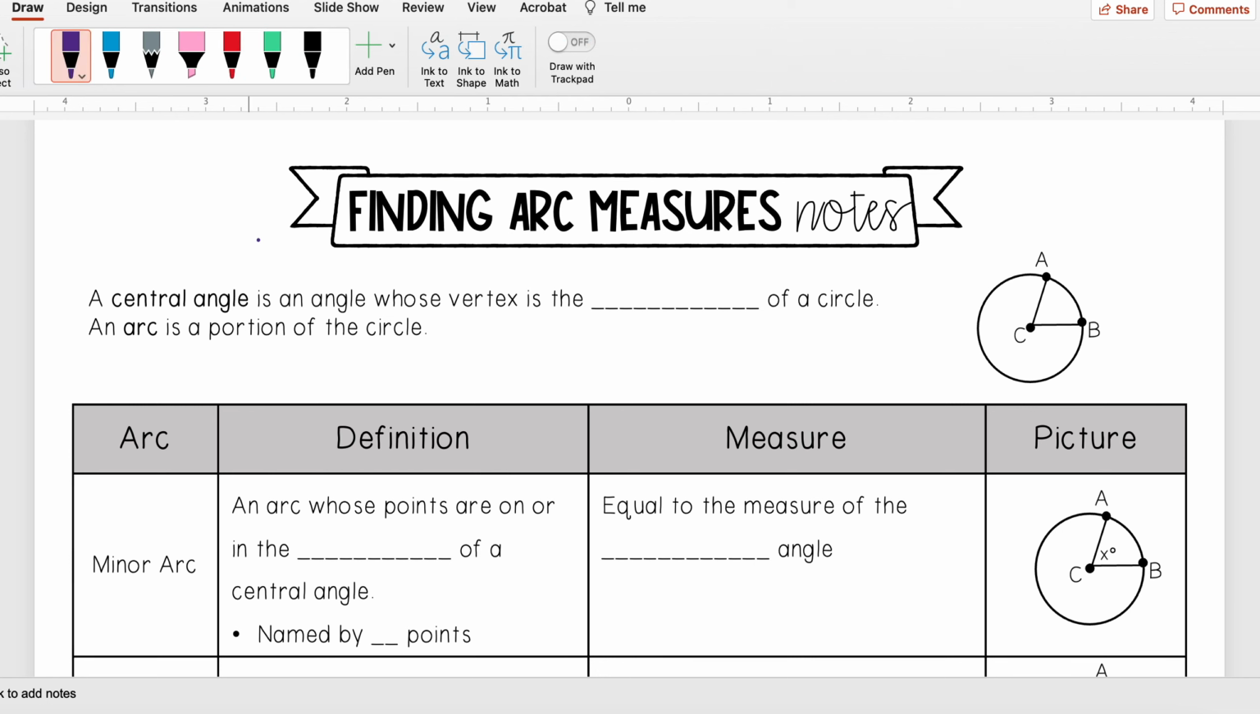Hello everyone. Today we will be talking about finding arc measures in circles.